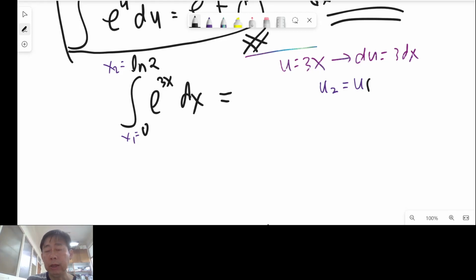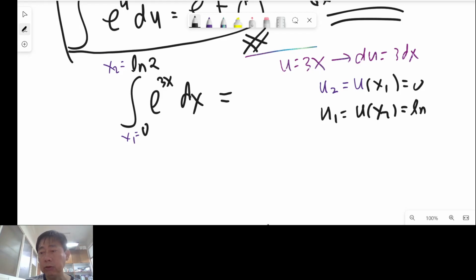So u1 is the function 3x evaluated at x1, which is 0. And u2 is the value of the function evaluated at x2, which is u of ln 2, which is ln 2 multiplied by 3, right? Because u is 3x, so u at ln 2 is just 3 times ln 2. I think I have made some minor mistakes here. So here this should be u1, and this should be u2.